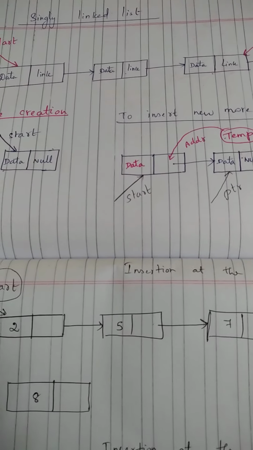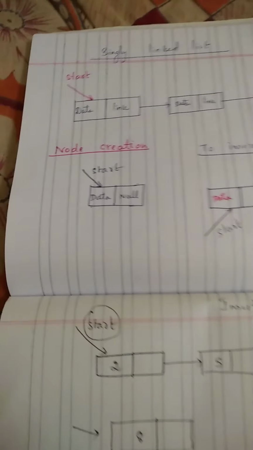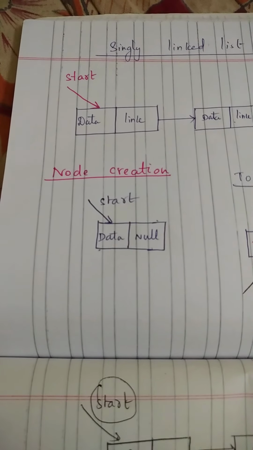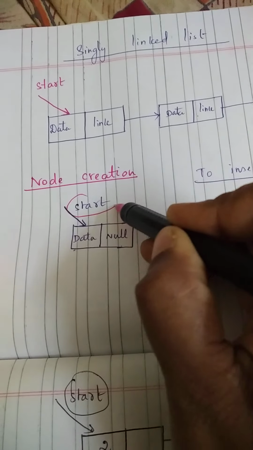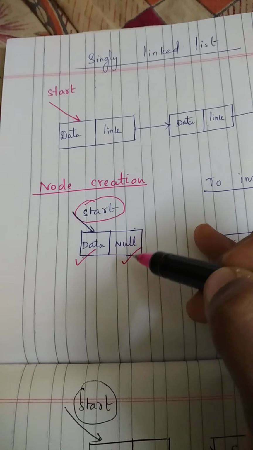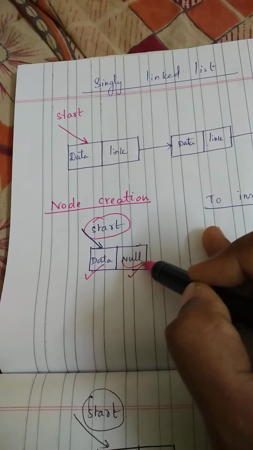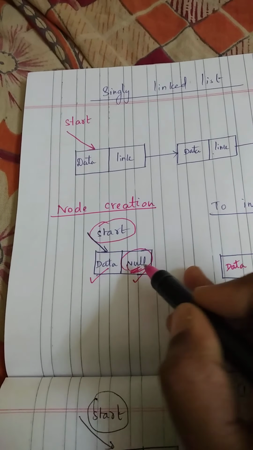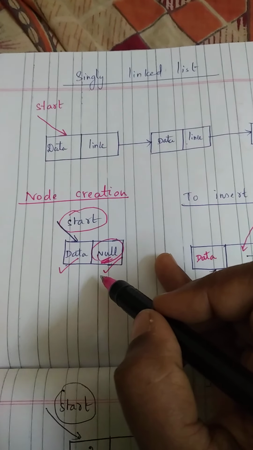Now we will learn various operations performed in this singly linked list. First one is node creation. How to create a node in a singly linked list. It is simple. The first node is always the start node, with the data, and as this is the first initial node, there are no other elements in my list. So the first node's address will be null, which means that in my linked list I have only one node.